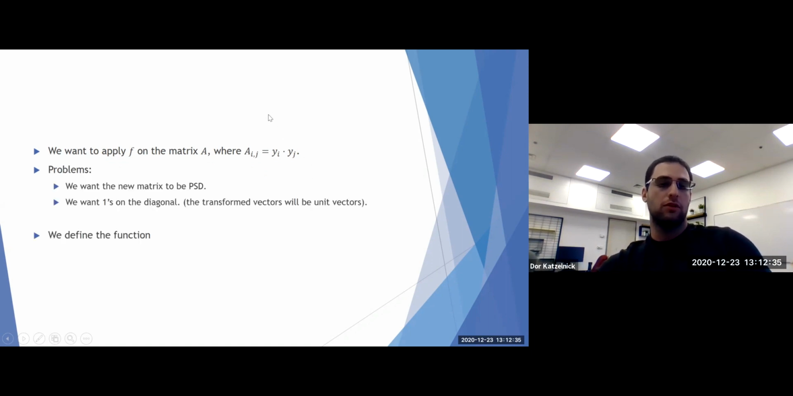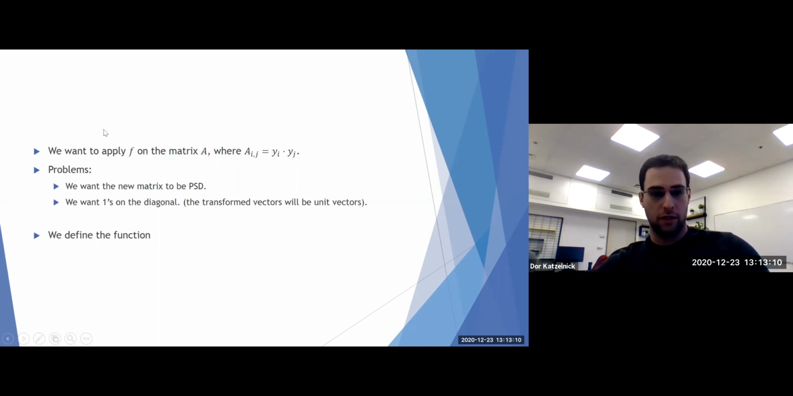But we still want to show that the new matrix will be a PSD matrix, a positive semi-definite matrix, so you can decompose it and get the new set of vectors. And we also want to show that we have ones on the diagonal of the new matrix, that is, that the transformed vectors will still be unit vectors. So these two requirements are crucial for the algorithm. So the function f will not be enough. We cannot just apply it on every entry in the matrix.